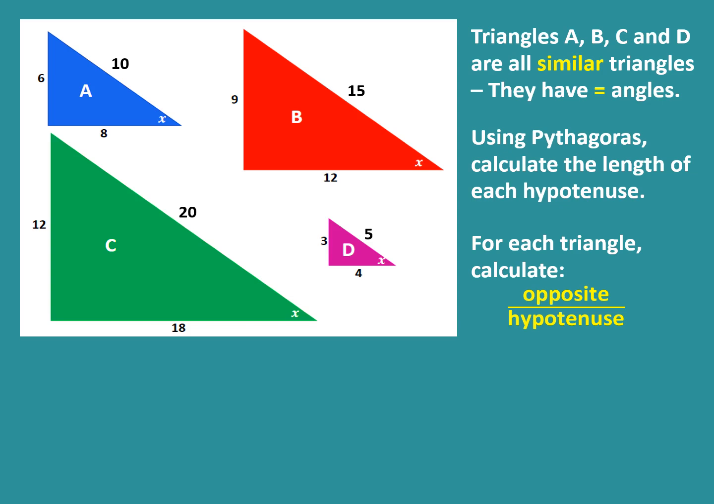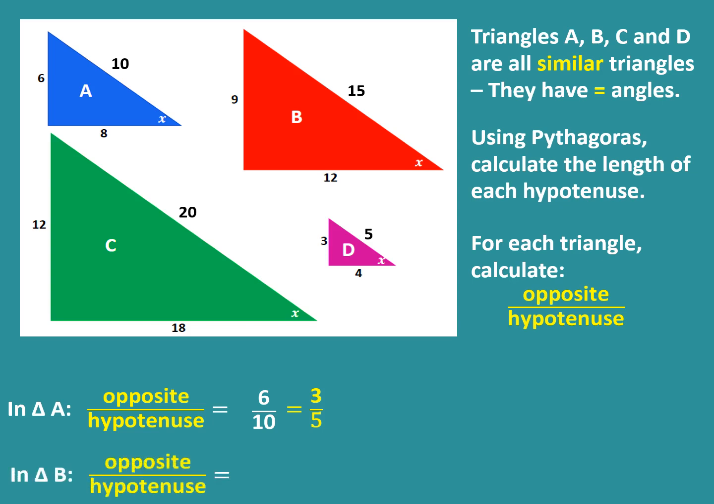So if I ask you for triangle A to calculate the opposite over the hypotenuse, we are going to end up with 6 over 10. Remember, angle X is the angle I'm working with, so 6 will be opposite angle X, and 10 is opposite my right angle. So 6 over 10, which I can simplify to 3 over 5. In triangle B, if I'm working with angle X, the opposite side will be 9 and the hypotenuse will be 15, which I can simplify to 3 over 5.